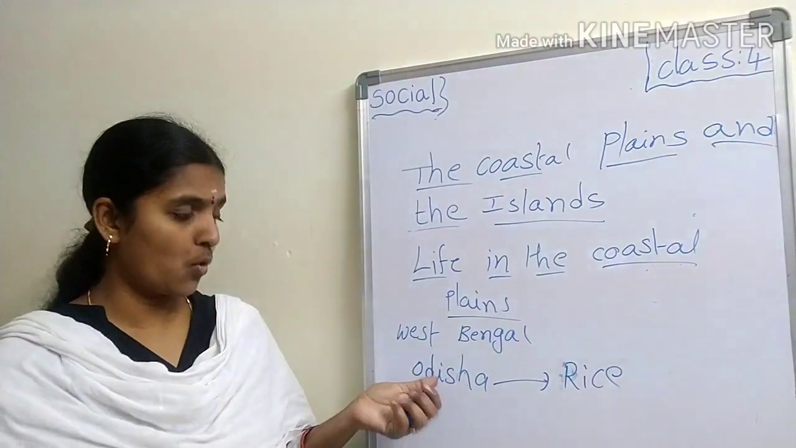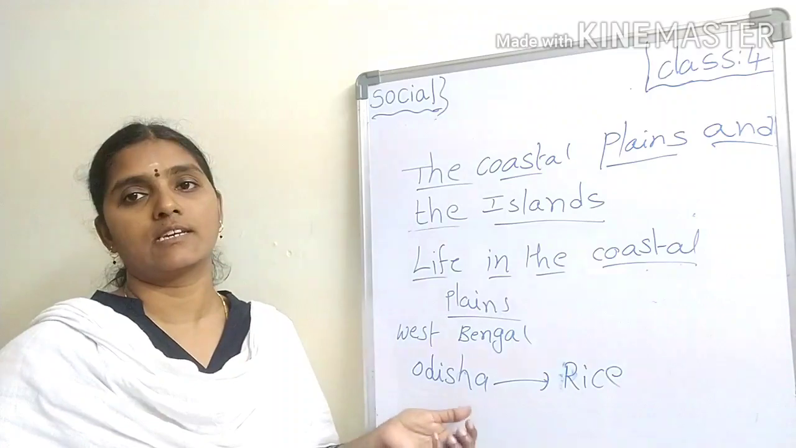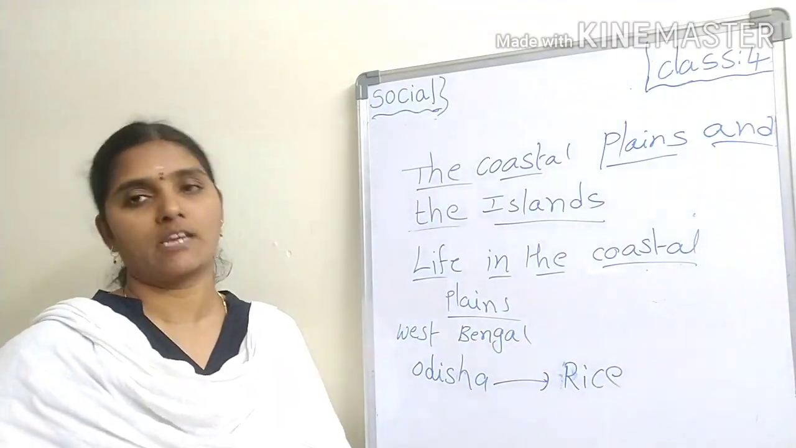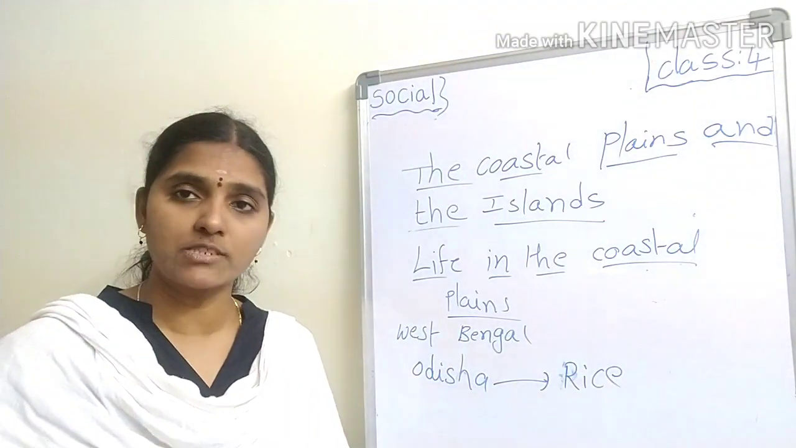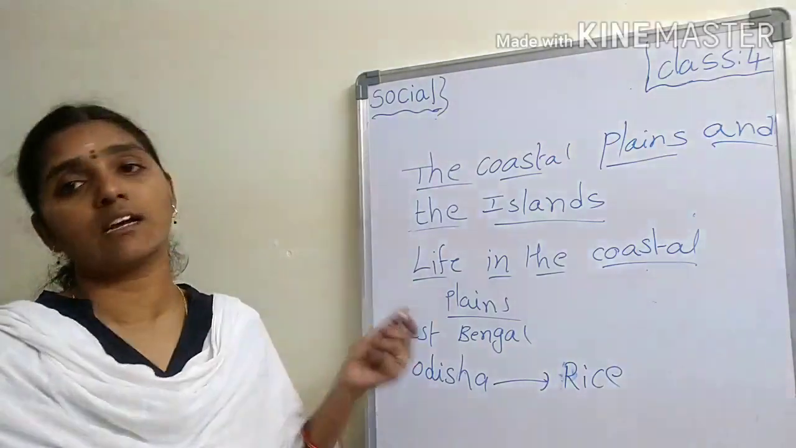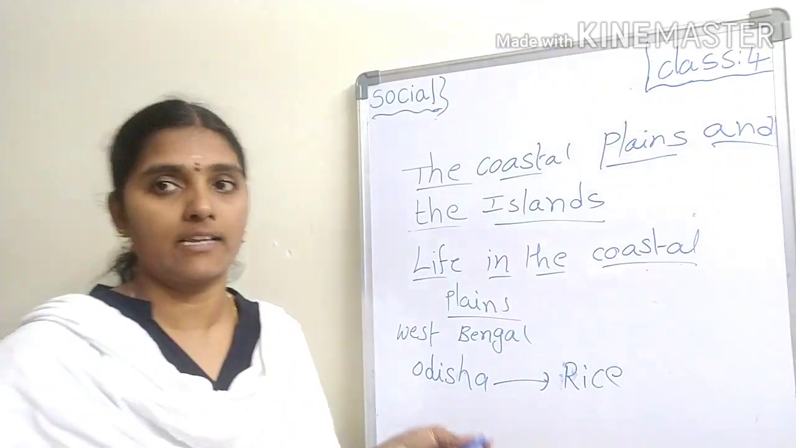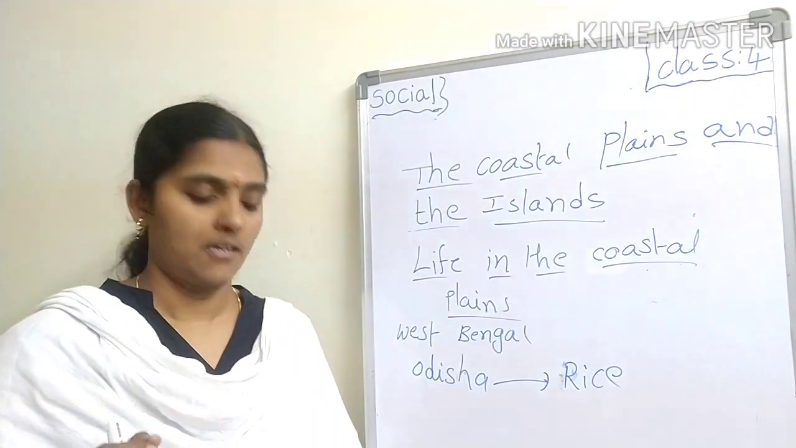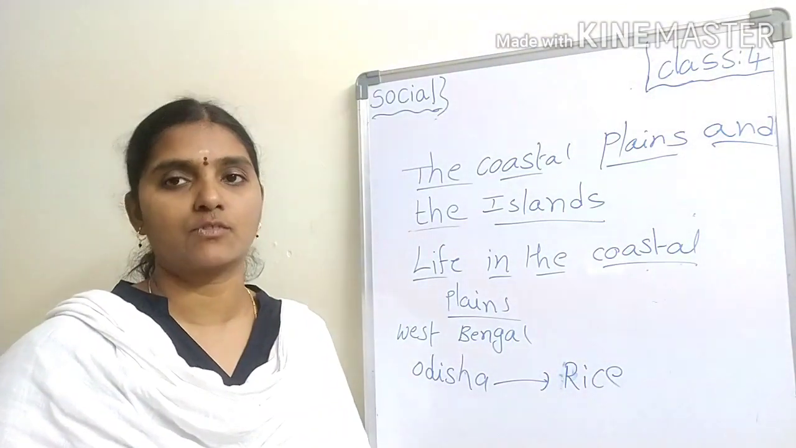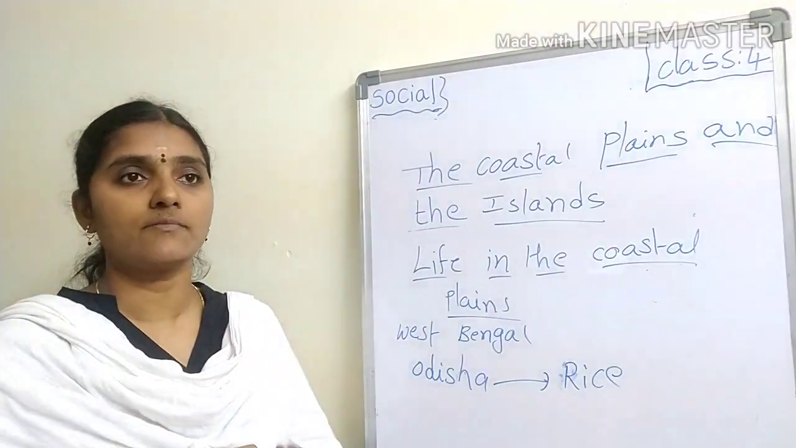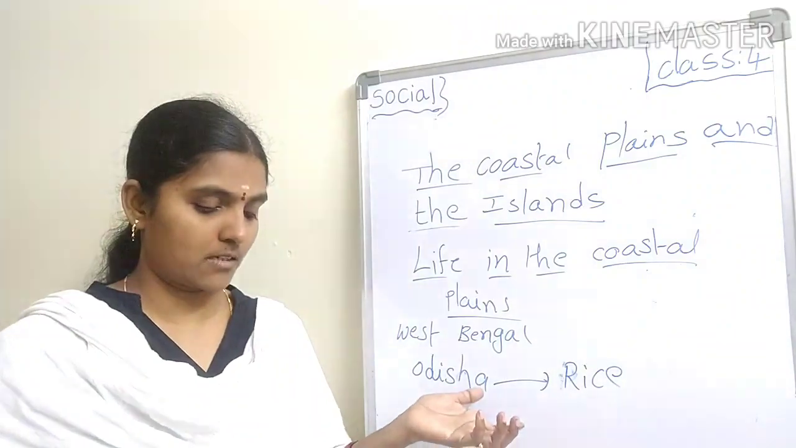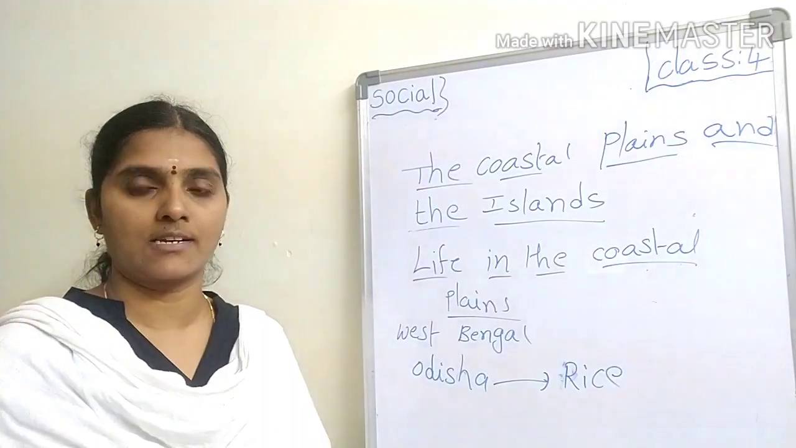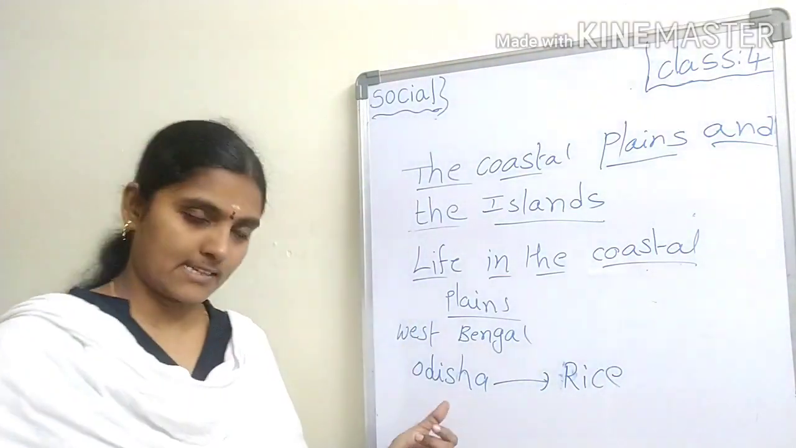The coastal region of Odisha is hit by major cyclones almost every year. The Chilka Lake is a major tourist attraction where migratory birds roost. Understood?